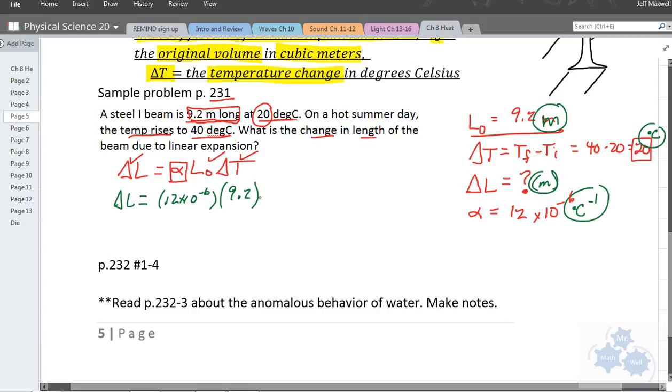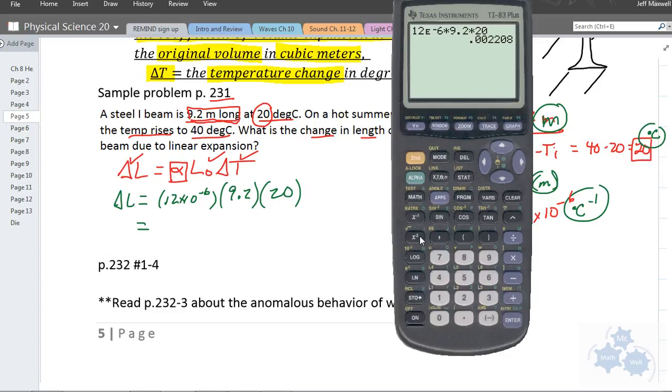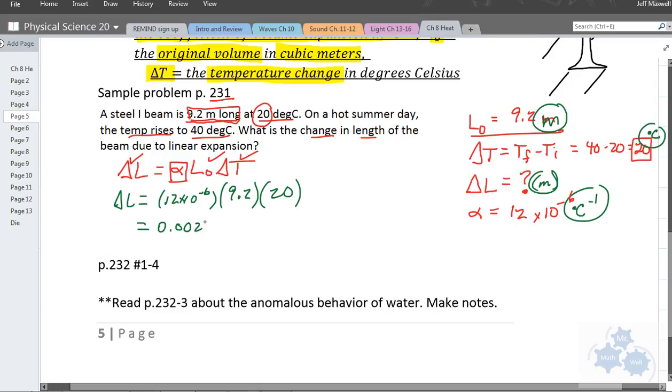Okay, so change in temperature is 20. So, multiply all these together, what do you get? All right, when you multiply those three numbers together, you get 0.002208. Now, what is the length in what units? It's meters. Because remember, this was degrees Celsius to the negative 1, this was meters, this was degrees Celsius. So the Celsius cancel out, and you're left with meters.